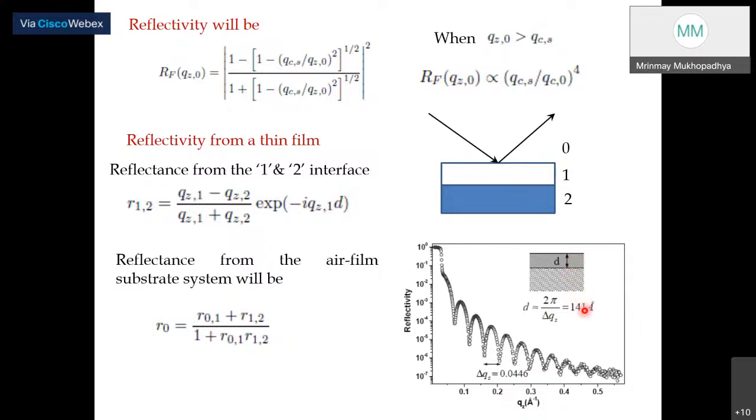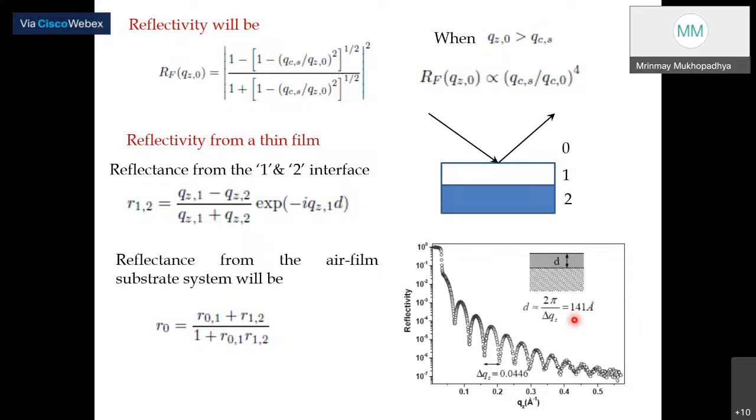So it can tell you the thickness, and it can tell you the electron density, because you have the QC information here. From this QC information, you can talk about the density of the material, if it is a simple film, like a polymer film or any biofilm or something. I will show you those examples. So you can measure the density of the film, and you can measure the thickness of that film.